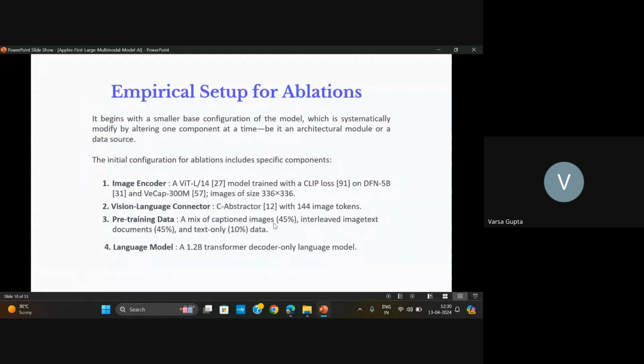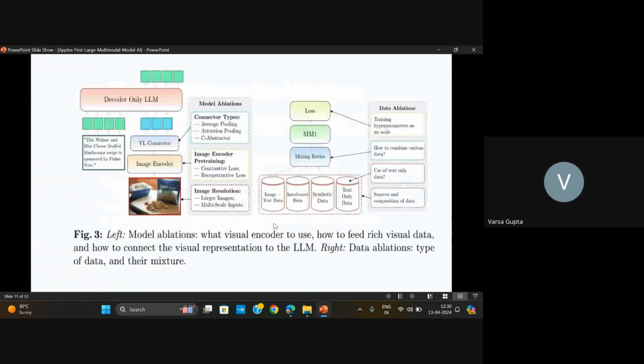During the training procedure of this model, a mixture of different data sources was used. Hello, hi. Can you explain the C-Abstractor more? I did not get what it does. Yeah, I'll show you with a figure here.